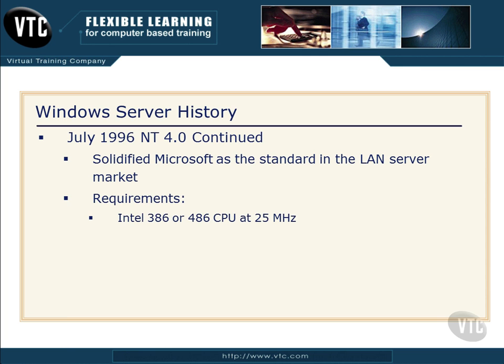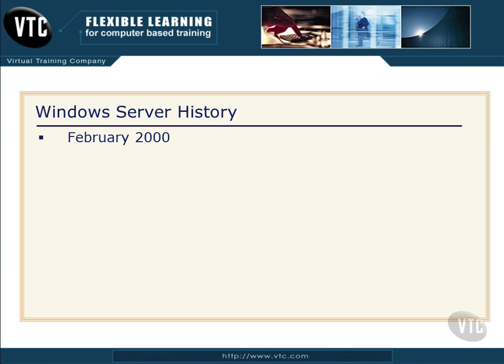Now, this is just kind of a little thing here to make you smile. Notice the requirements for an NT4 server in July 1996 was an Intel 386 or 486 processor running at 25 megahertz, not gigahertz, megahertz. You also needed a minimum of 16 megabytes of memory, which was quite pricey back then.